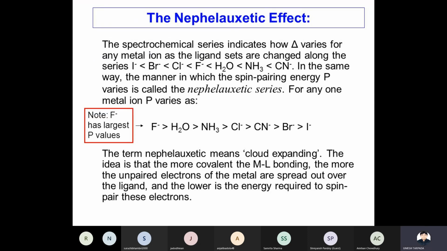See, the nephelauxetic effect is basically a repulsive factor, you can say. Nephelauxetic means cloud expanding. The idea is that the more covalent the M-L bonding, the more the unpaired electrons of the metal are spread out over the ligands. तो बेसिकली क्या है, जिसकी पेयरिंग एनर्जी ज्यादा होगी उस केस में इलेक्ट्रॉन अनपेड रहेंगे, और अनपेड रहेंगे तो वो एक क्लाउड की तरह मेटल के आसपास ज्यादा स्प्रेड होंगे. Okay, and this is the reason.